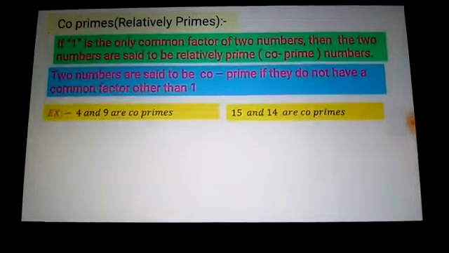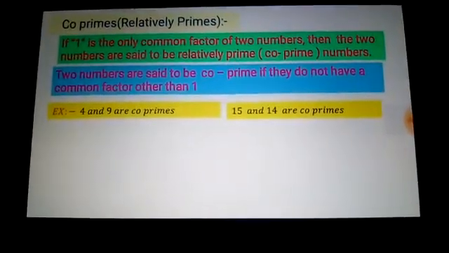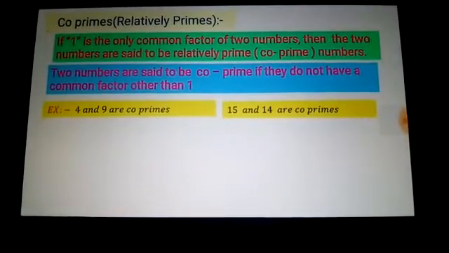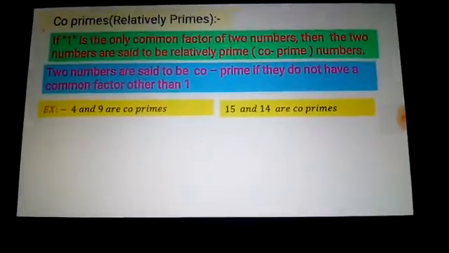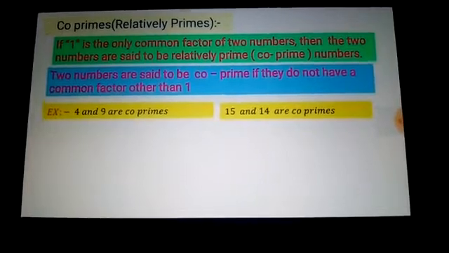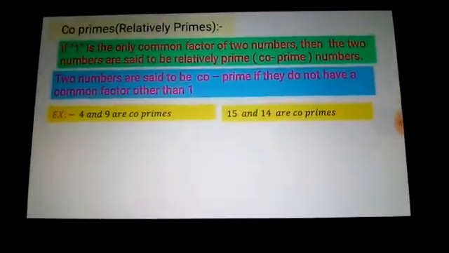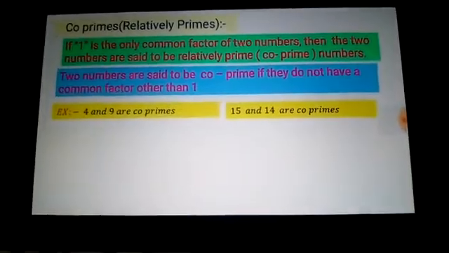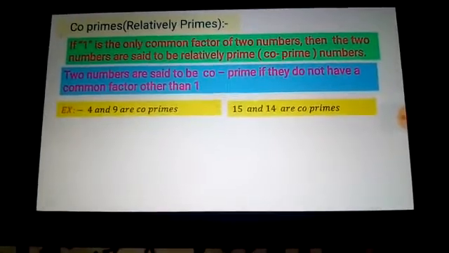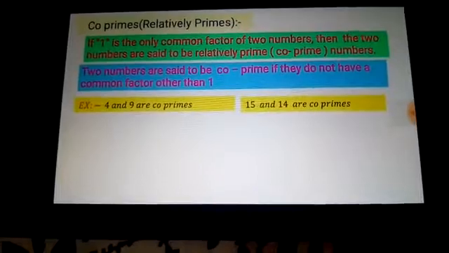Next we have is co-prime numbers or relatively prime numbers. If 1 is the only common factor of two numbers, then the two numbers are said to be relatively prime or co-prime numbers. So here the factors in both of them should be only 1. So such type of numbers are called as co-prime numbers.